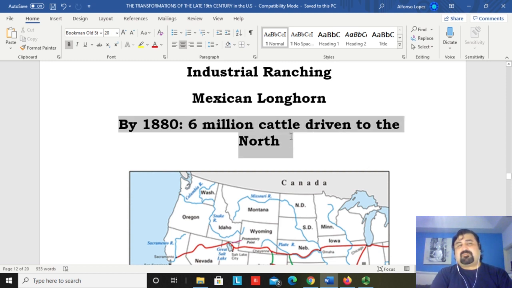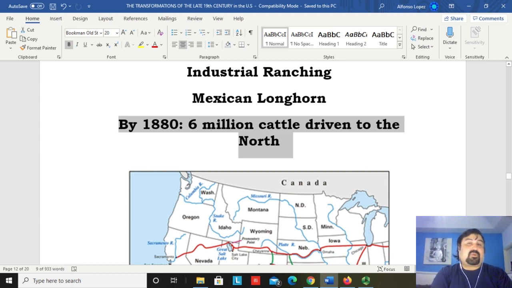And by, for example, 1880, Texas, Colorado, and Kansas had already produced about 6 million cattle, by 1880 alone. And those cattle had been driven on cattle trails, if you will, to the train stations that were located particularly in places like Kansas, before the railroad actually fully arrived in Texas in the late 1800s.